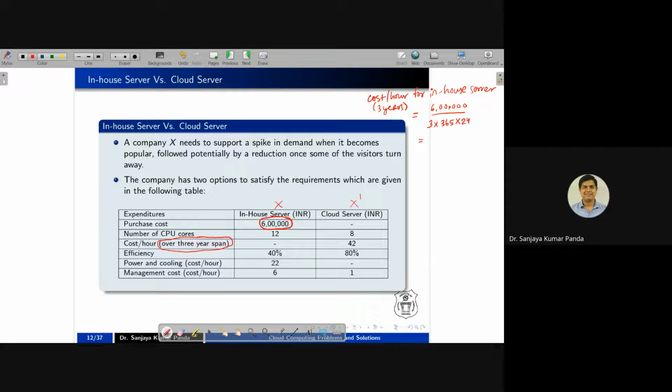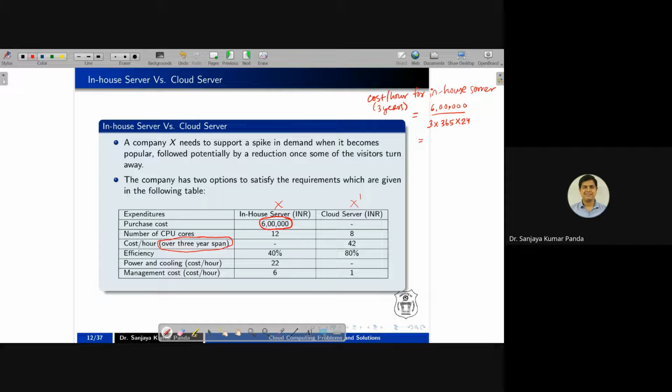So normally we consider a year as 365 days and a month as 30 days. Although we have months with 31 days, 29 days, 28 days, roughly we calculate 365 as the number of days in a year and 30 days as usual for a particular month. 1 month is 30 days. So how much will you get? 6 lakh divided by 3 years into 365. So it will come in days, multiplied by 24. So it will come in hours. So how much are you getting?